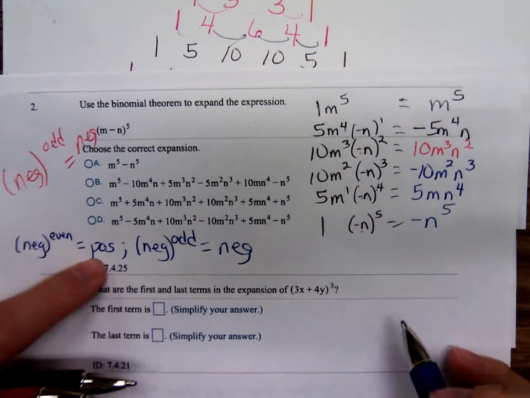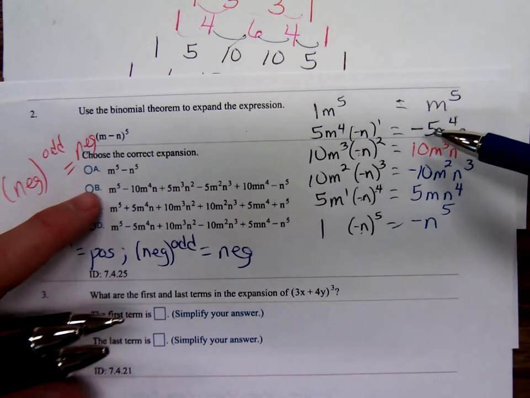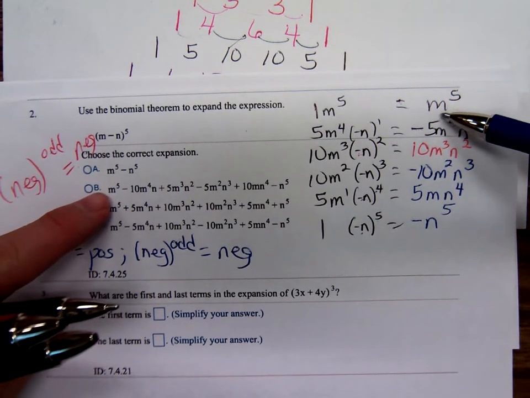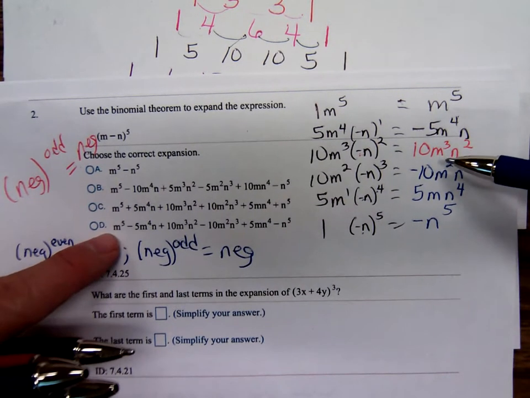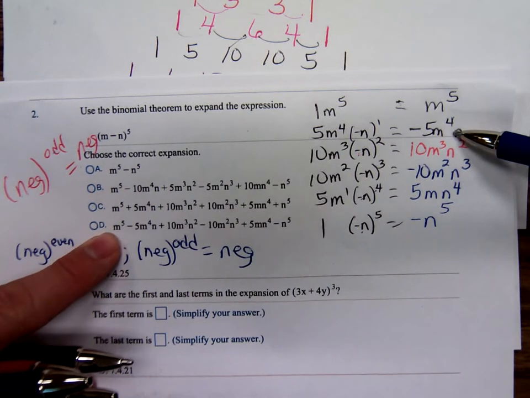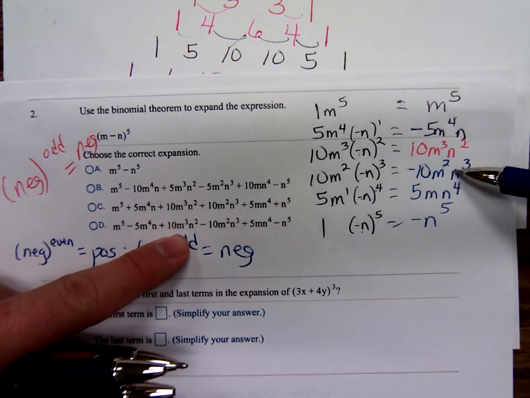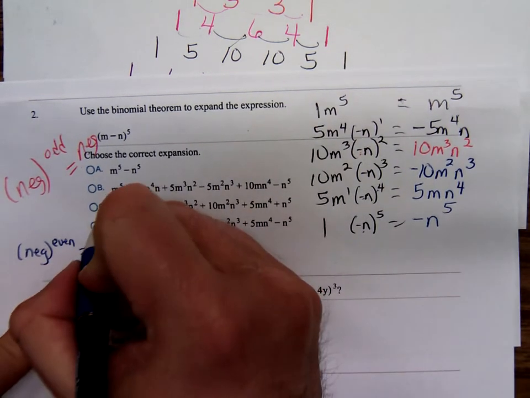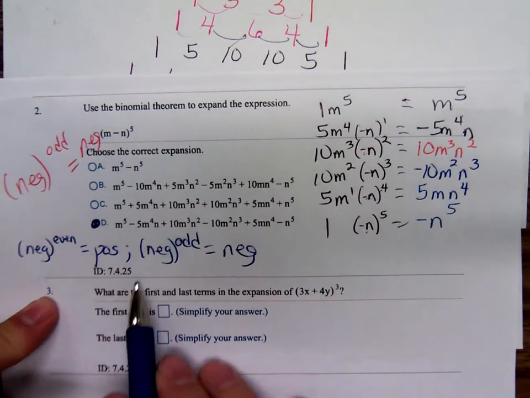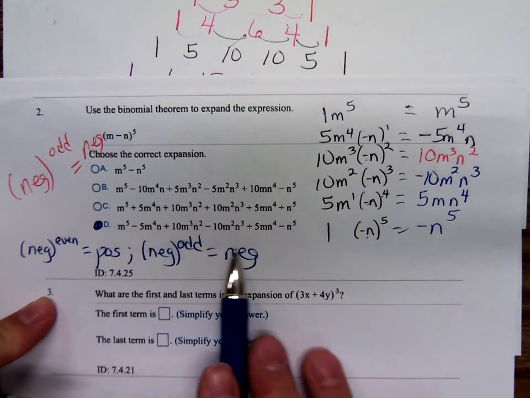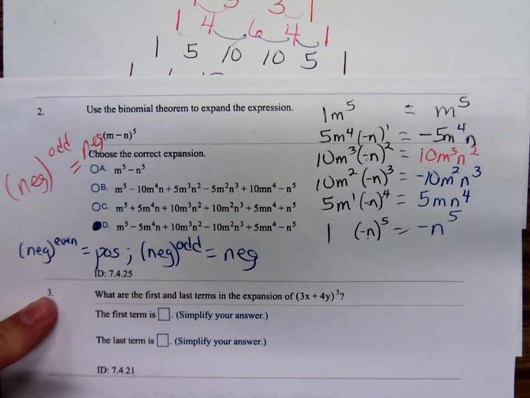So let's see, it's m to the fifth minus 5m to the fourth n plus 10m cubed n squared minus 10m squared n cubed plus 5mn to the fourth minus n to the fifth. How did I have it written out? Horizontally.